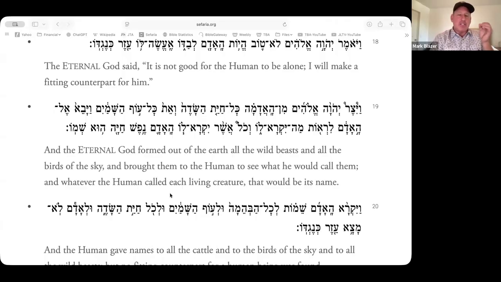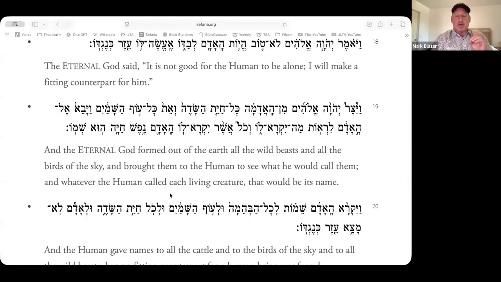When it says that God says, I need to make a fitting counterpart for him, you know where this is going to lead, right? The midrash on this is that God created these animals not for Adam to eat, but to enjoy. Yeah, for his own pleasure. Now that's the rabbinic midrash, one of the midrashim on this. And if you're going to say, well, that's crazy, it's not that crazy.